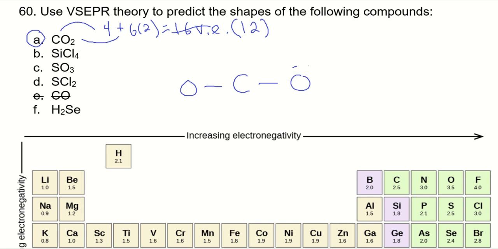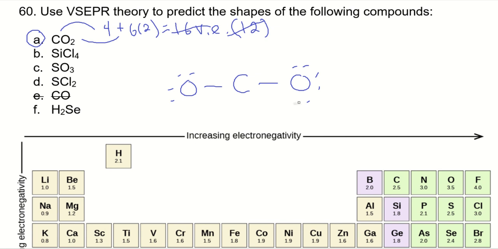Next, we'll give the octet to the terminal atoms. They're more electronegative, so we'll do that. That's going to use up the remaining 12 electrons. Now the central atom needs more electrons, so when that's the case, we can take lone pairs from the terminal atoms and move them into bonding pairs to make double and triple bonds.